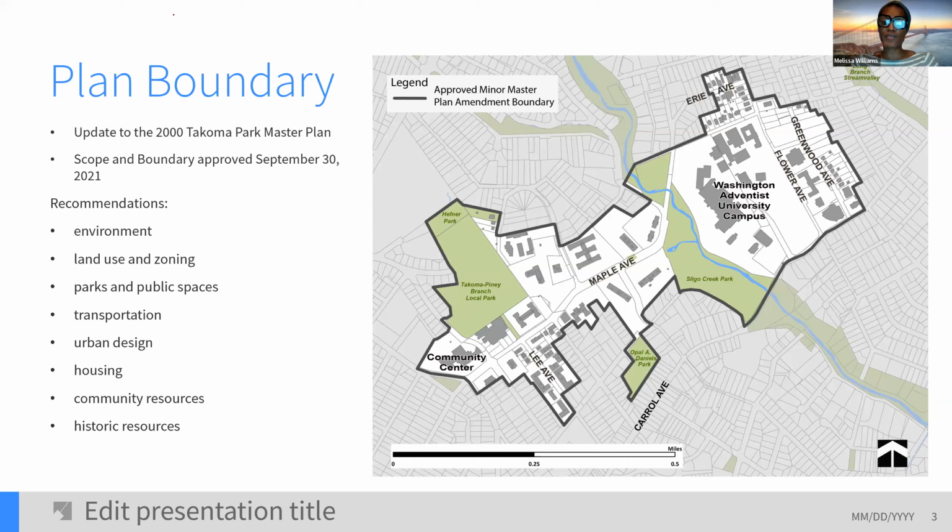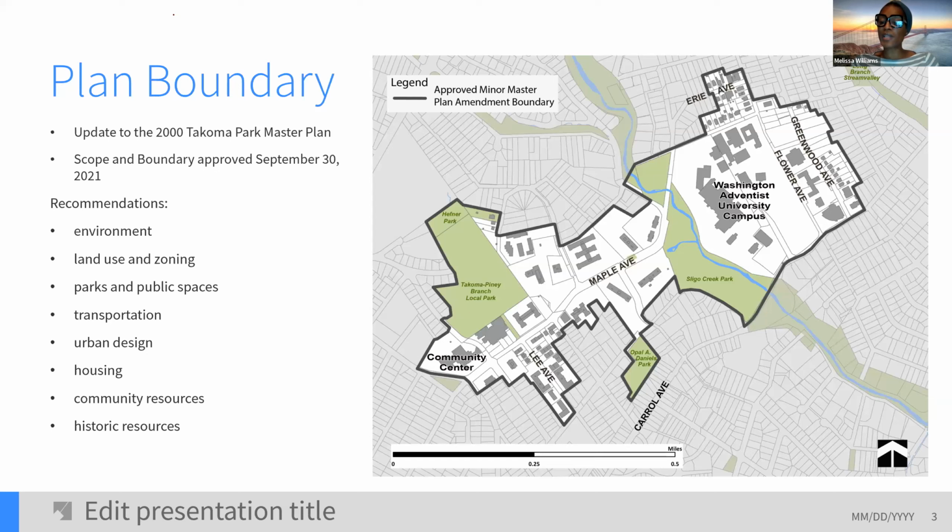So we brought that in as well. And so to give you an idea as to what's going to happen inside this plan boundary, we're going to make recommendations in the following areas. We're looking at environment, land use and zoning, parks and public spaces, transportation, urban design, housing, community resources, and historic resources. And so there will be conversations and meetings that will happen about all of these subjects.